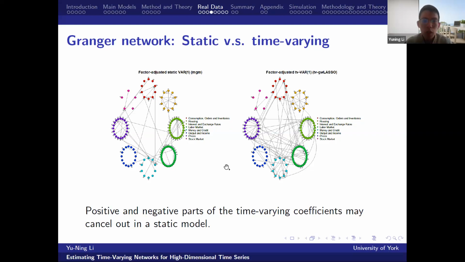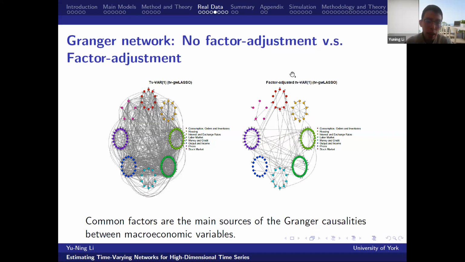Then in this slide, I compare two more networks. The first one is what happens if we don't extract the factor structure from our data set. The second figure is again the result of our model, but with the factor adjustment. So we can say that if we don't do the factor adjustment, the network will be much denser.